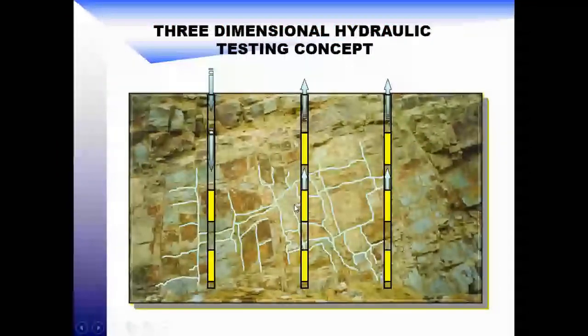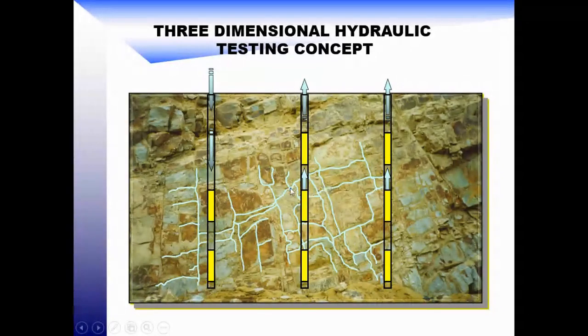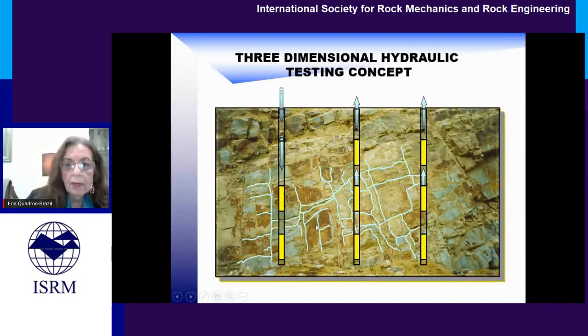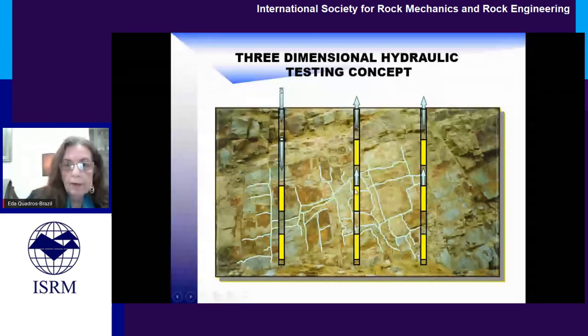And now the concept for the three-dimensional test performance. Here we see three boreholes. This is a small scale. In one of the boreholes, fluid is injected or sucked from the rock mass, and in the other boreholes, in the intervals, we observe what happens to the water head, which depends on the flow paths as shown here in these clear lines.